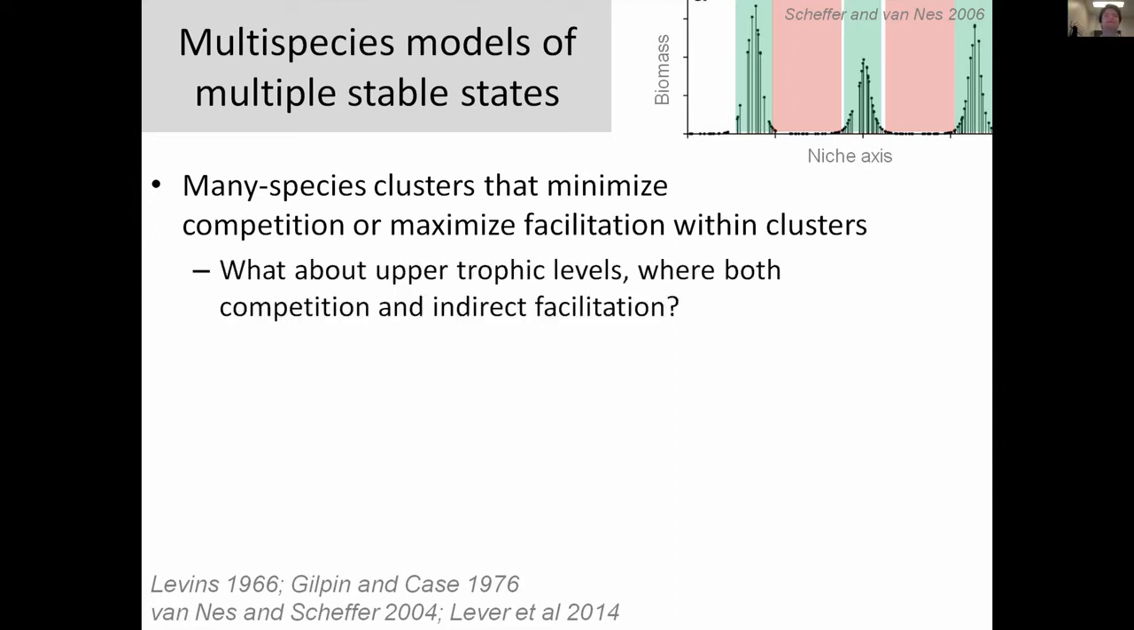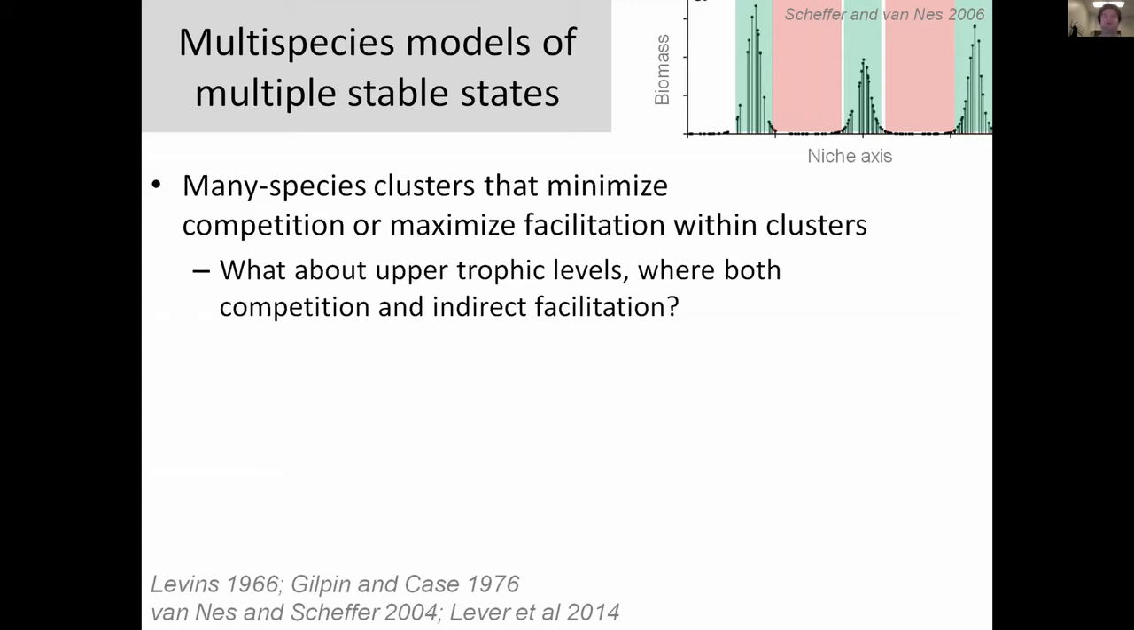There's still the question left about what happens as we start to think not just about resources or plant-pollinator species in an ecosystem, but the upper trophic level. So the consumers that potentially compete with one another quite a bit, but also have the potential for indirect facilitation.